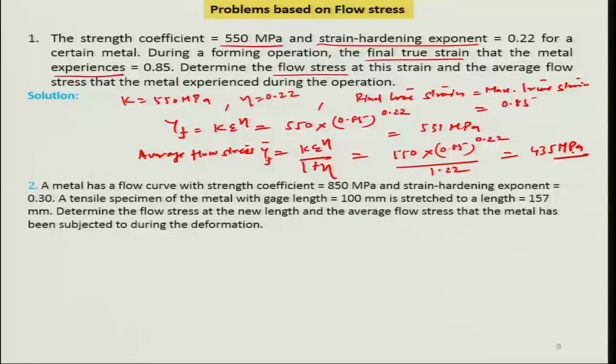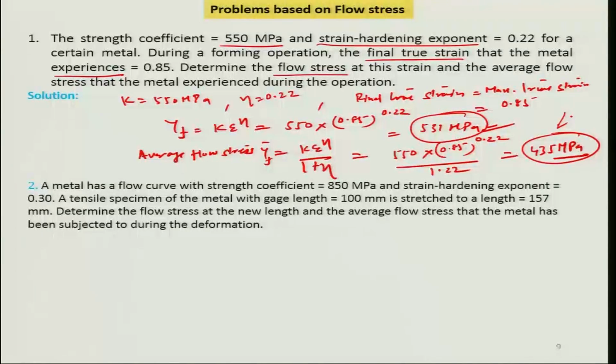So you can see that whereas the maximum flow stress comes out to be about 531 megapascals, if I average this over the whole stress-strain curve area and divide that by the maximum strain, the final true strain, it comes out to be only 435 megapascals. So the average is lower in comparison to the flow stress at the maximum strain point, which happens more or less in all cases.